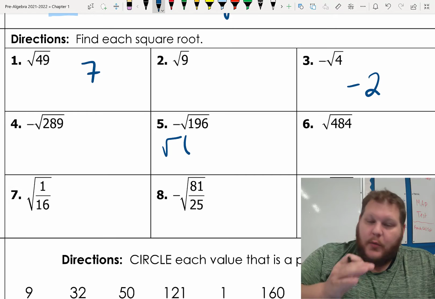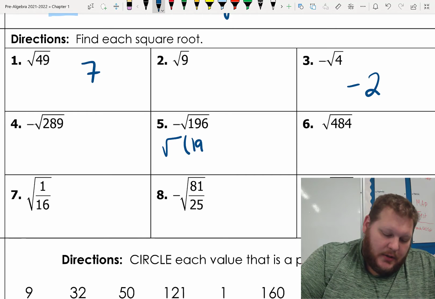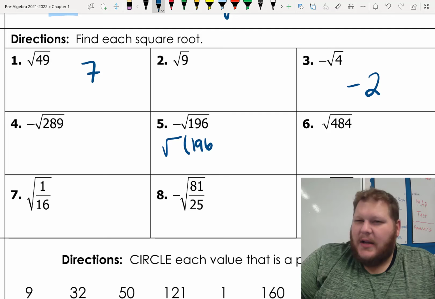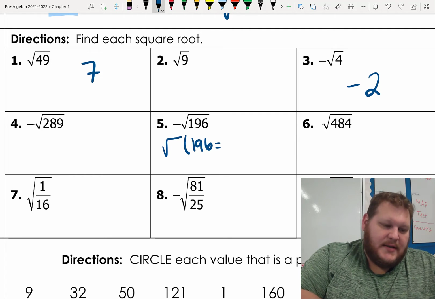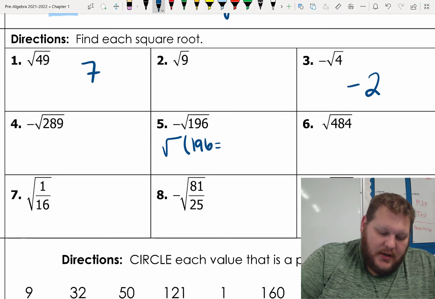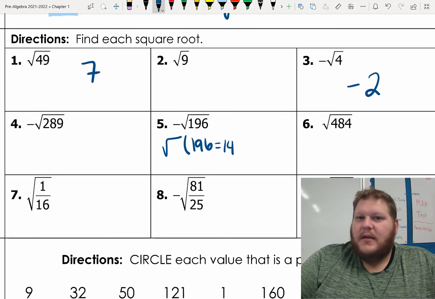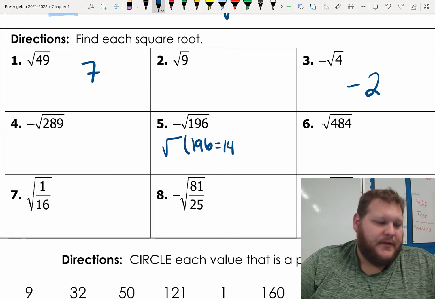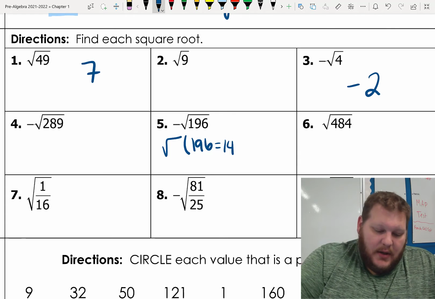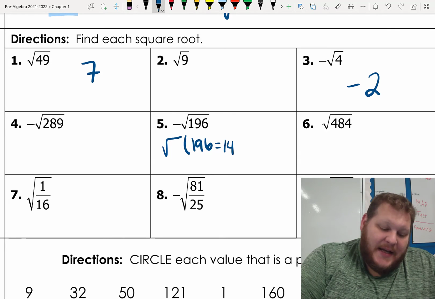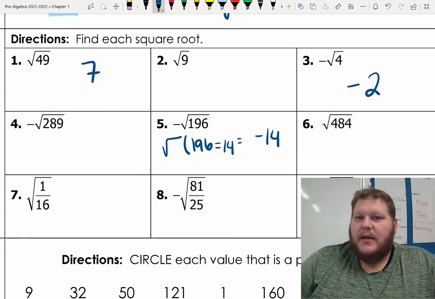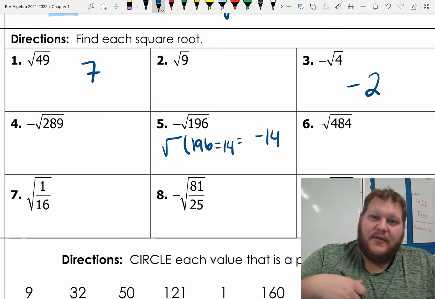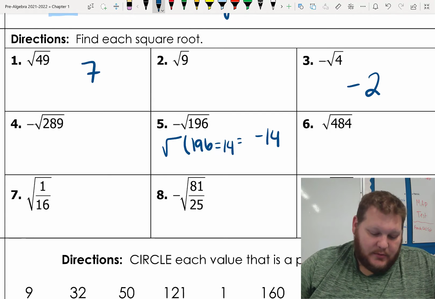Once you get that typed in, then you can just do 196. You can close the parenthesis if you want to, but you can also just hit equals. So I'm going to type in 196, hit equals, and it should give me that 14 is the square root of 196. So that's an easy way for you to check your stuff. Square root of 196 is 14. I have to be careful here because I did have that negative out in front. So really, my solution in this one should be negative 14, because of that negative sign in front of my square root symbol, my radical symbol.